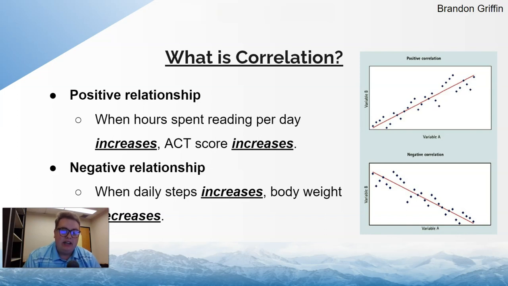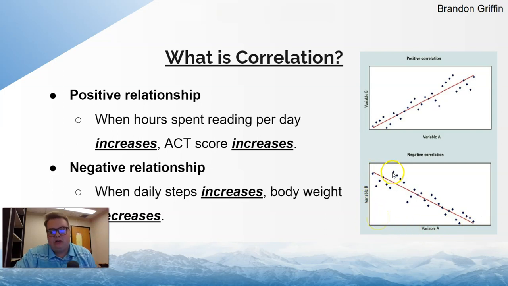An example of a negative relationship is when daily steps increases, body weight is going to decrease. So for example, in the second chart right here, we can see on the variable A, this could be number of steps per day, or maybe the average number of steps per day, and the variable B could be body weight. So the more steps that you get per day, your body weight's going to decrease.